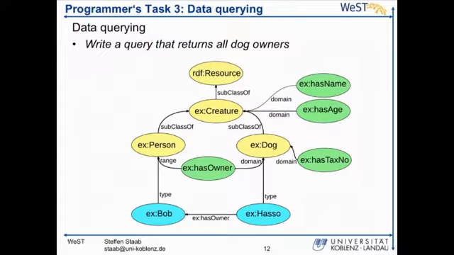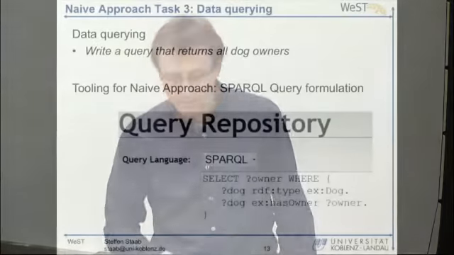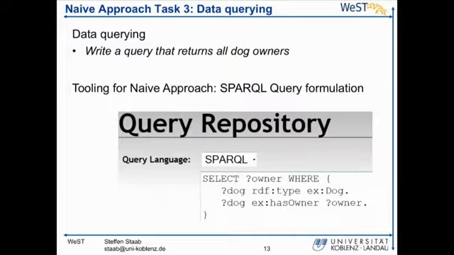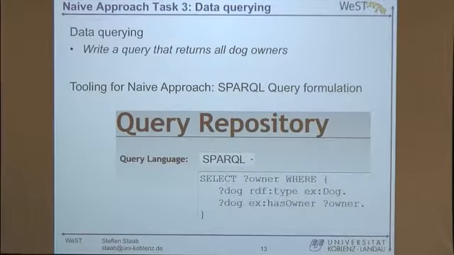And next, of course, what you have to do is data querying. So you want to query, say, I'm interested in all dog owners because I want to remind them to renew their license for their dogs. Okay, so what do you have to do? Well, once you have persons and dogs, you are interested in persons that are owners of dogs. So you may write a SPARQL query, a naive approach, and just find these owners by putting forward this kind of query. All well possible.